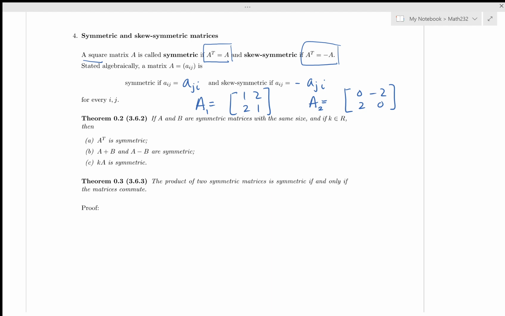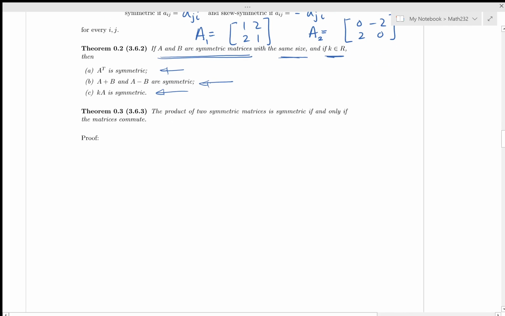Okay, so if A and B are symmetric matrices of the same size and we have some scalar, then the transpose is also symmetric. The sum and difference of the two of them are symmetric, and multiplying by a scalar, it remains symmetric. So those are some properties of symmetric matrices. And here's another theorem: the product of two symmetric matrices is symmetric if and only if the matrices commute.